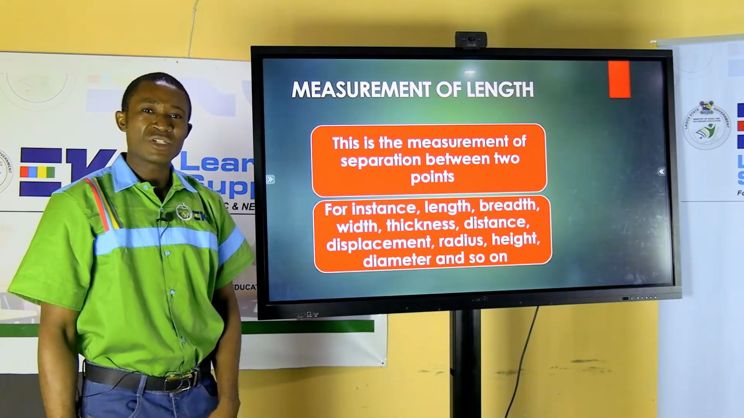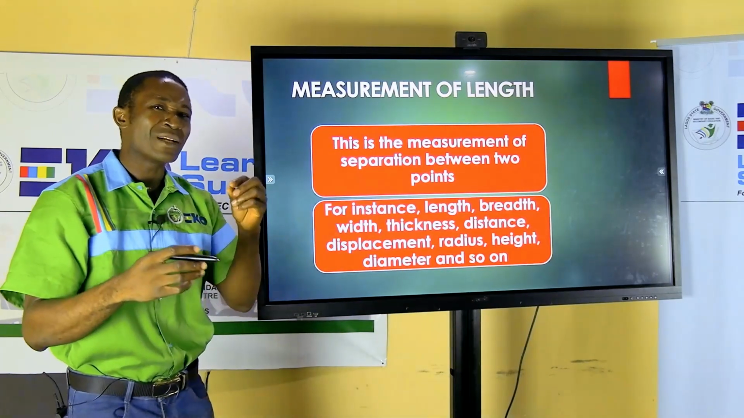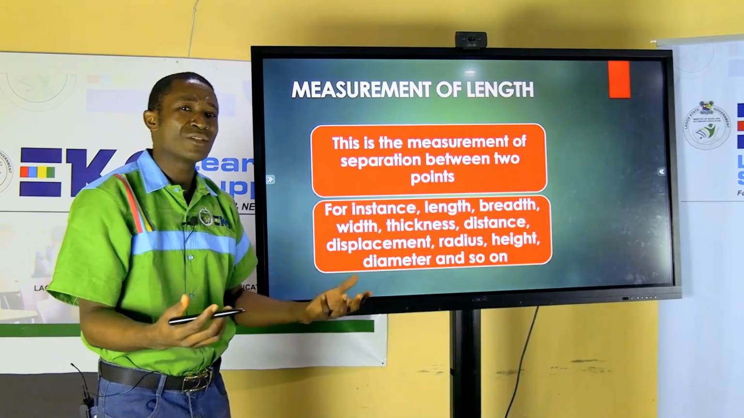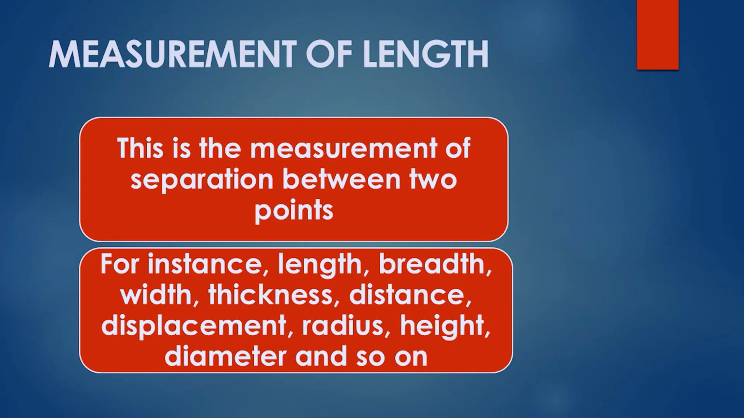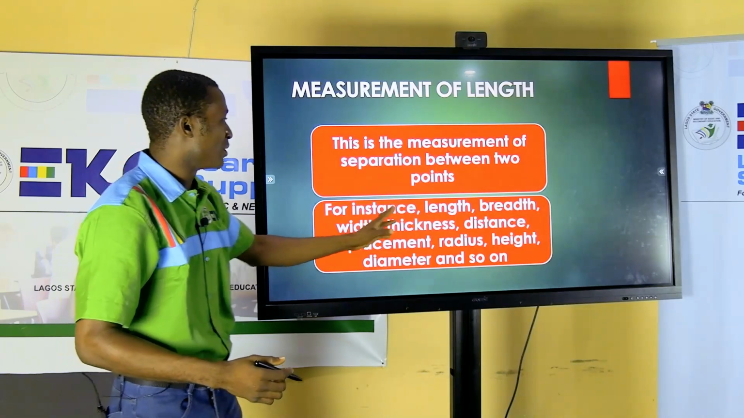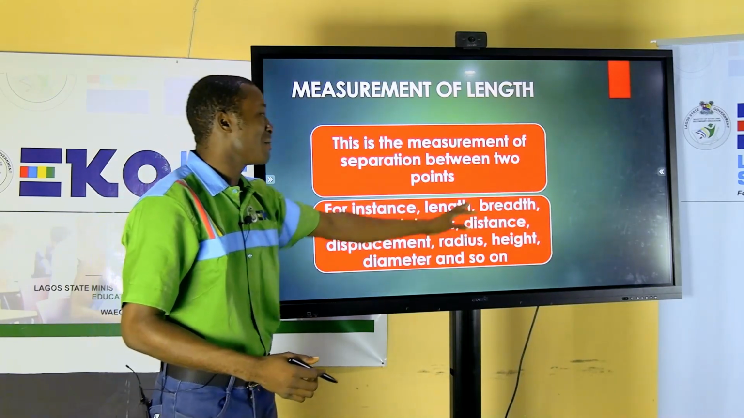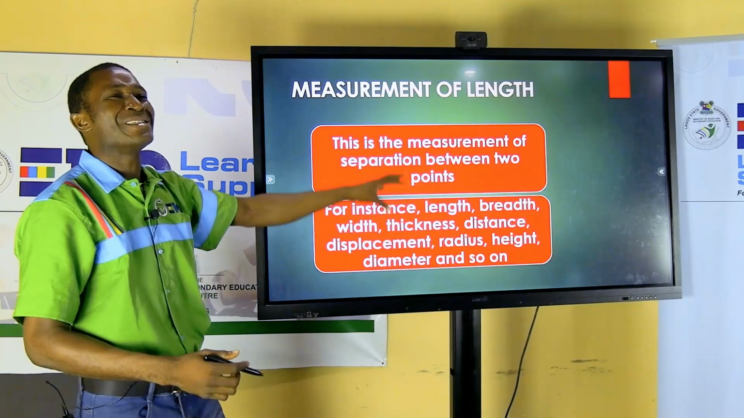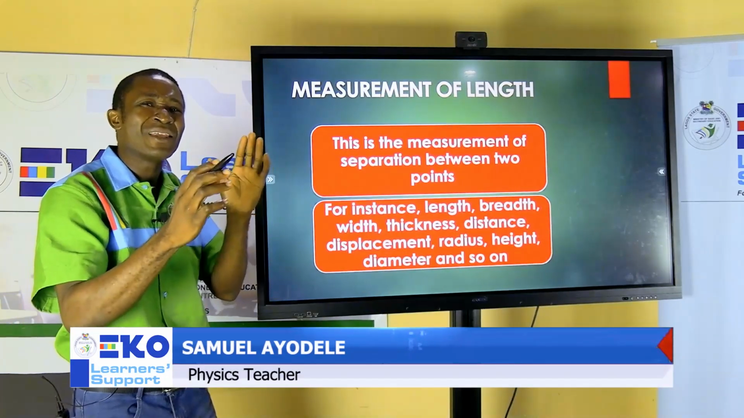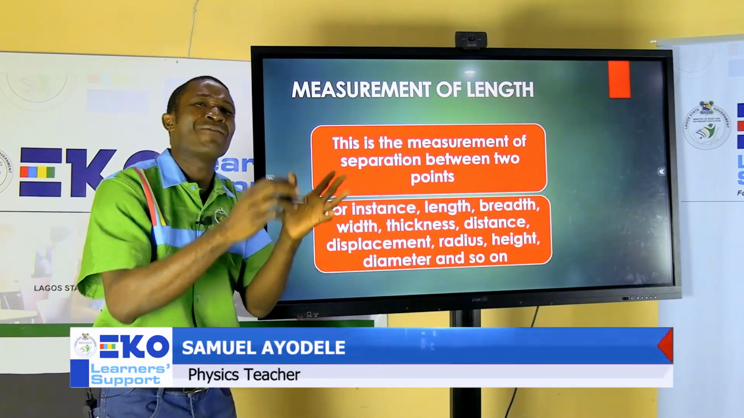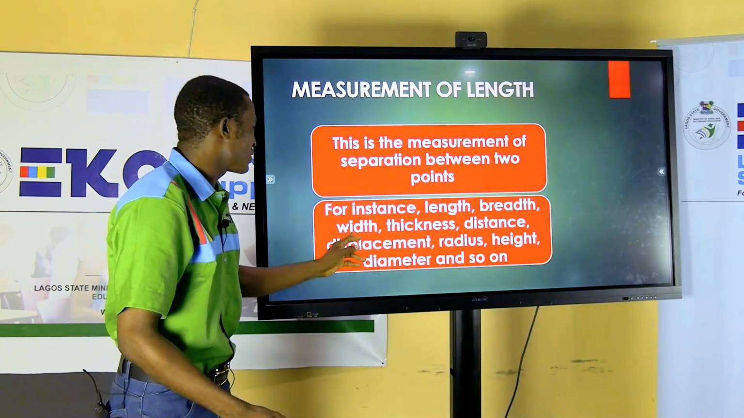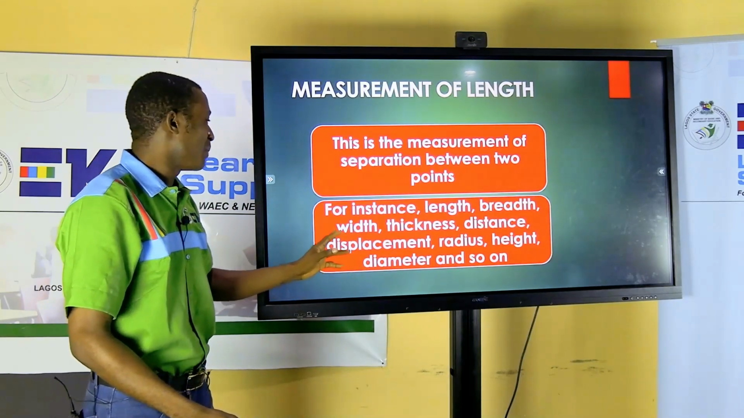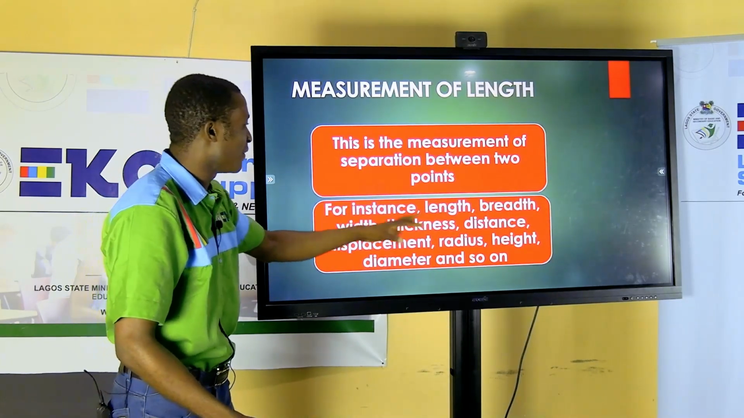Now, let's look at measurement of length. Like I told you that time, the word length, most students used to mix it up, but don't mix it up. The word length means so many things. Like I said, measurement of length is talking about the separation between 2 points. So look at it now. If you talk about length itself, it means length. If you talk about breadth, in measurement, it also still means length. We are only separating two different lengths. That's why we have length and breadth. Breadth also is still a form of length. We also talk about width. When you talk about width, width also is a form of length.